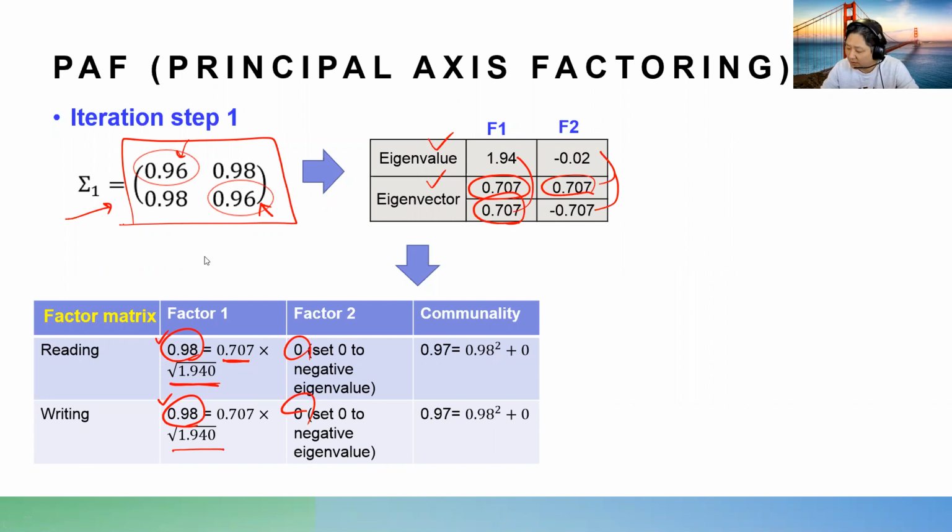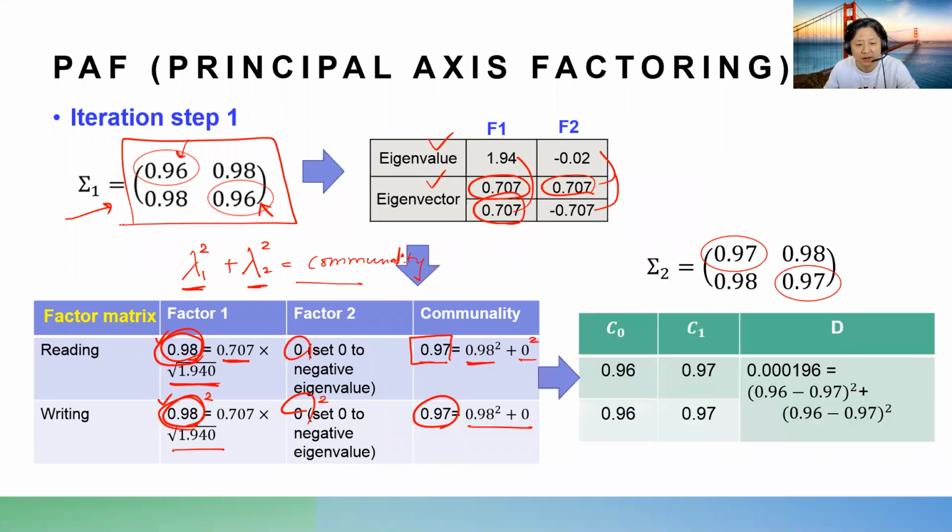Do you remember, the first factor loading squared plus the second factor loading squared is what? This is communality, right? So our communality is 0.98 squared plus 0 squared. That is the updated communality. If you add them, 0.97, that is the updated communality.